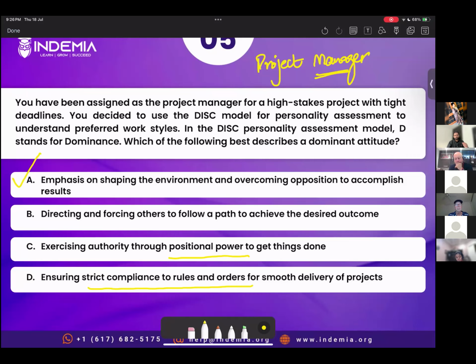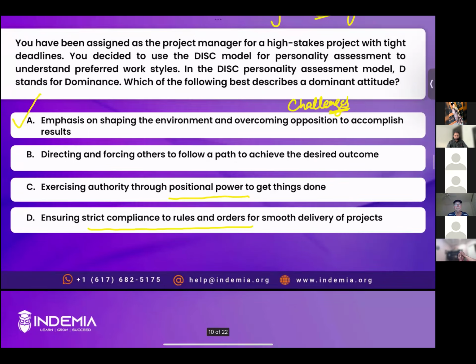Yeah, opposition means challenges. So we're not talking about the team's opposition, but any sort of challenges. So if you want to do something and there are challenges, you overcome those challenges. Opposition doesn't mean we're talking about a team member and we are opposing them. Opposition means any sort of challenges that we have. Okay, thank you. All right, so let's read the explanation.